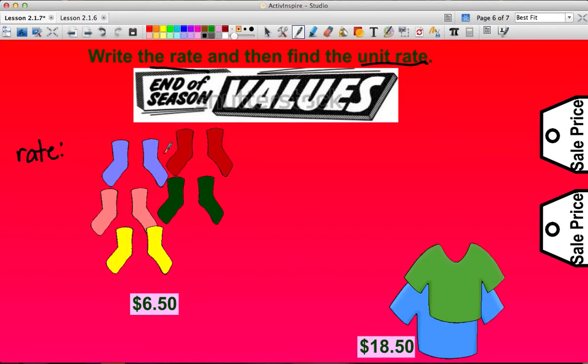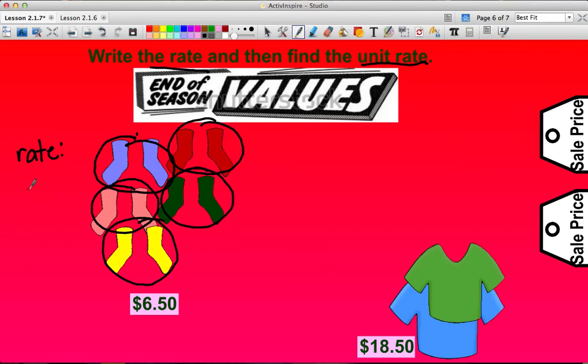So I know typically socks are sold in pairs. So this isn't 1, 2, 3. They don't get marked individually. We have to count them in pairs. So this would be 1 pair, 2, 3, 4, 5. So my rate is I'm paying $6.50 per 5 pairs of socks.